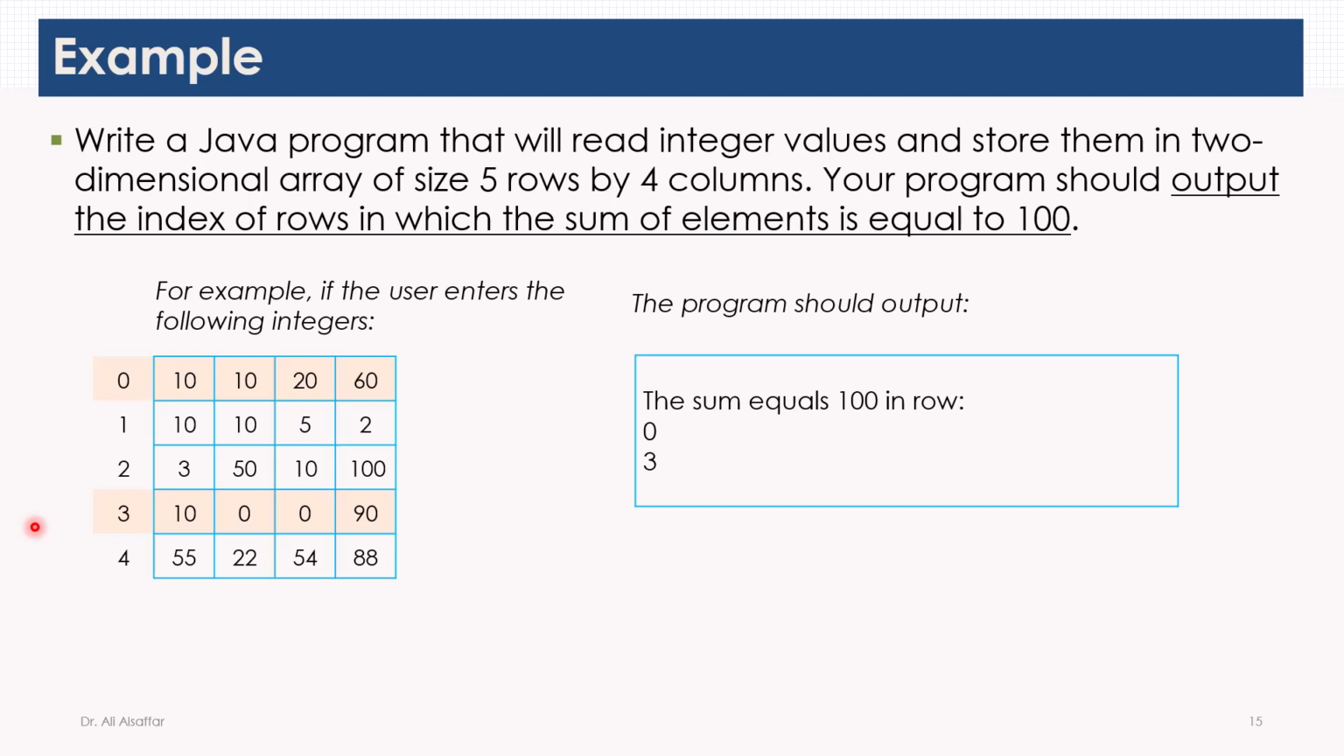So therefore, 1 is not printed on the screen. For row 3, if you add the elements 10 plus 0 plus 0 plus 90, it's equal to 100. So therefore, 3 is printed on the output screen as the row number. So the output will print only those rows that have the sum of its elements equal to 100.